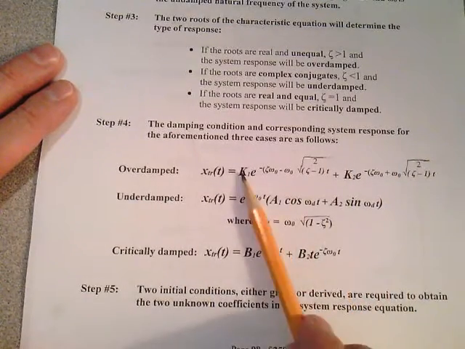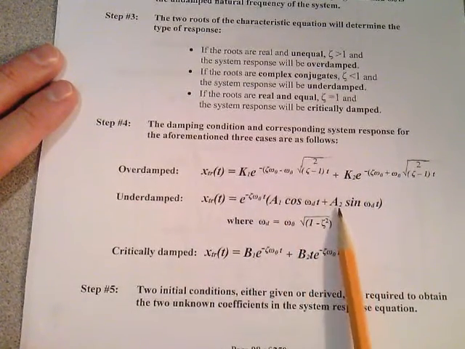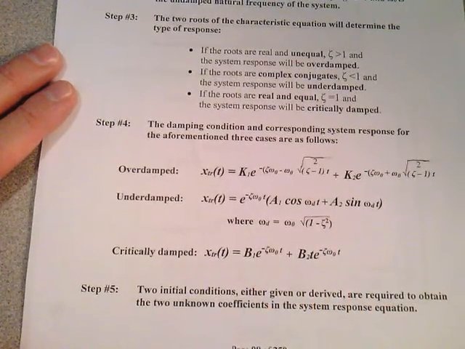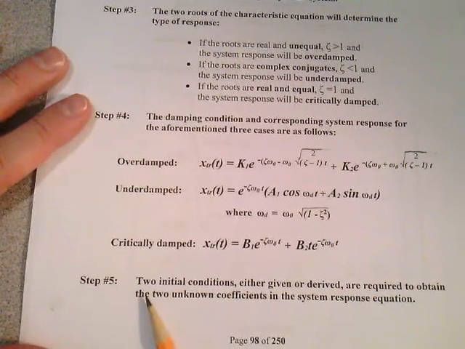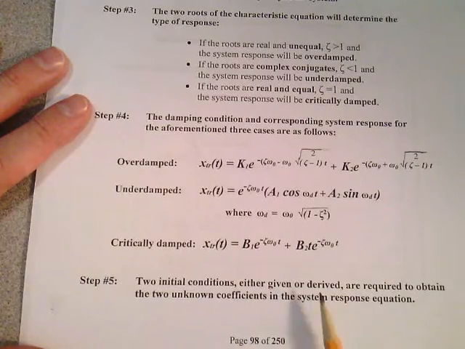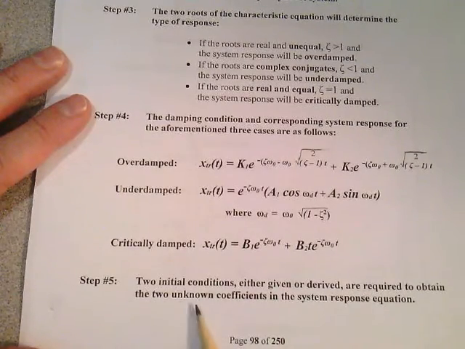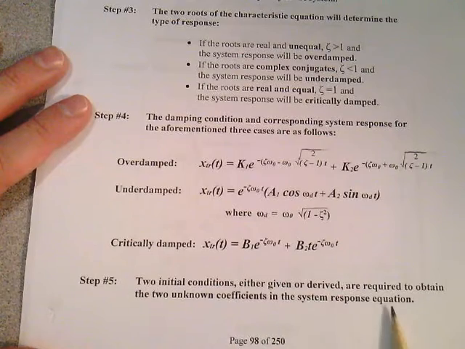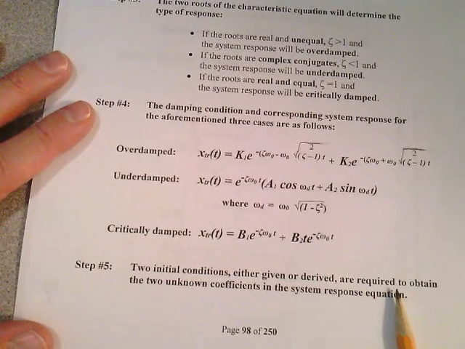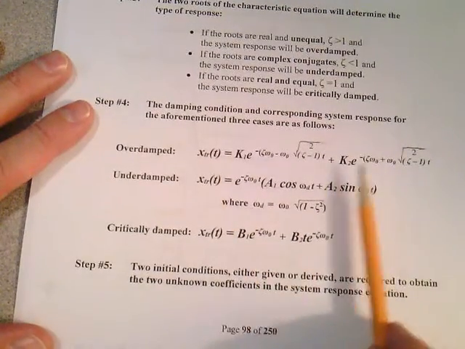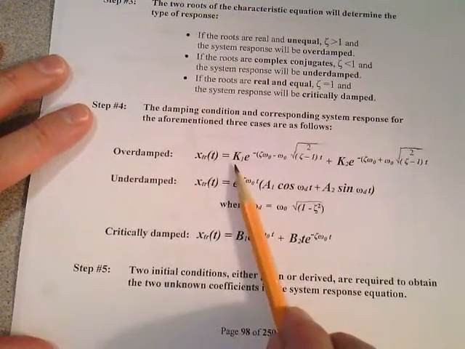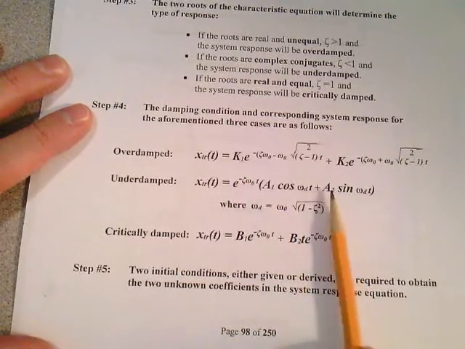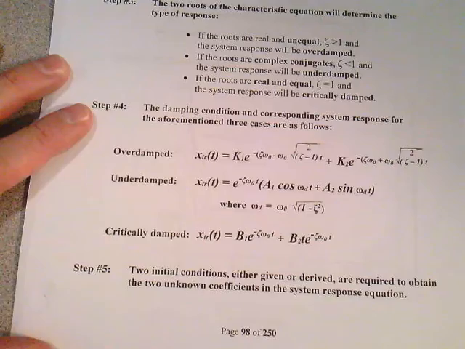But then to get either K1 or K2, or A1 or A2, or B1 or B2, you have to evaluate initial conditions. That's in step 5. 2 initial conditions, either given or derived, are required to obtain the 2 unknown coefficients in the system response equation. That's the last step. Probably the most difficult, but I'll show you how to do it. At minimum, you should be able to get the general response equation based on zeta. And then step 5, you're either finding K1, K2, or A1 or A2, or B1 or B2. That's the last step.